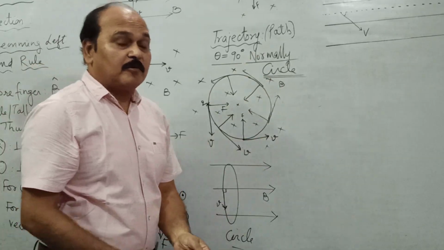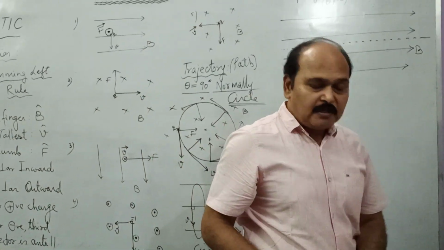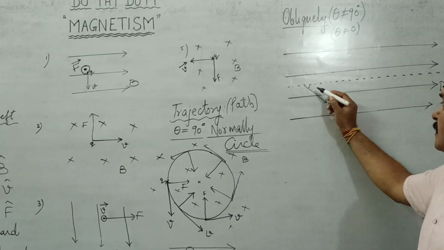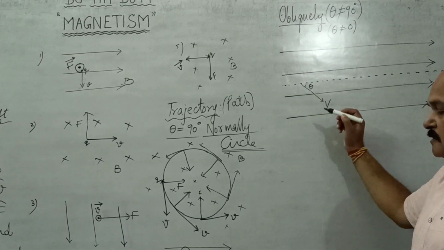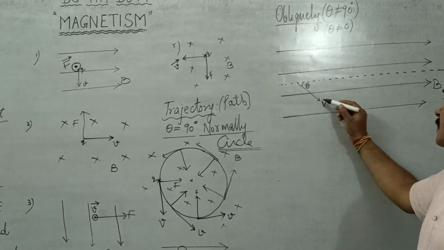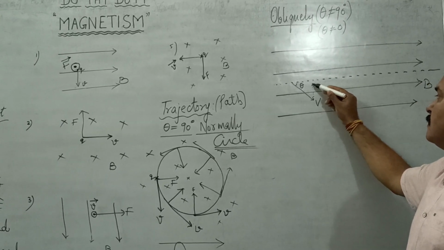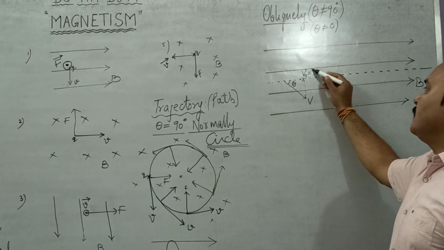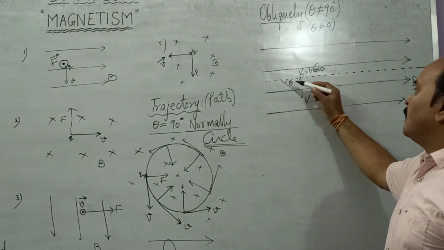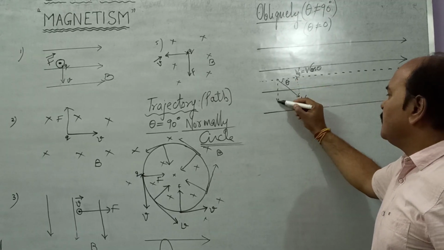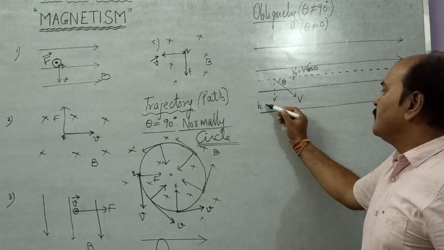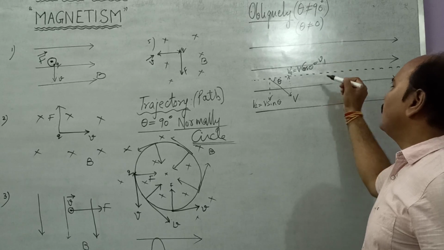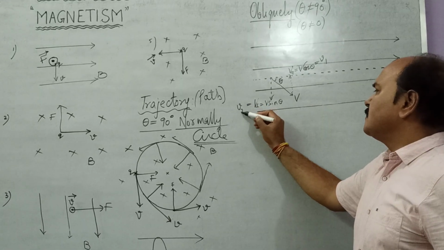Well, if it doesn't enter normally, then what happens? See, this is the magnetic field, and the charged particle does not enter normally, it enters at an angle theta. In this situation, this velocity will have two components. One would be the component parallel to the magnetic field, that would be V cos theta. The other component would be perpendicular to the field, and that is V sin theta. So this is velocity 1 of the charged particle, and this is the second velocity of the charged particle.